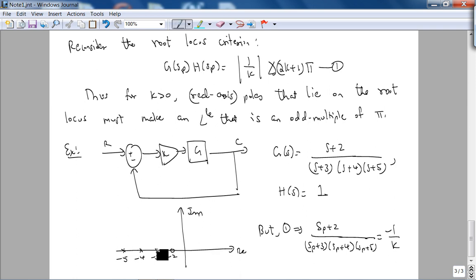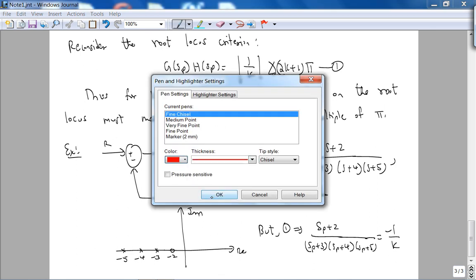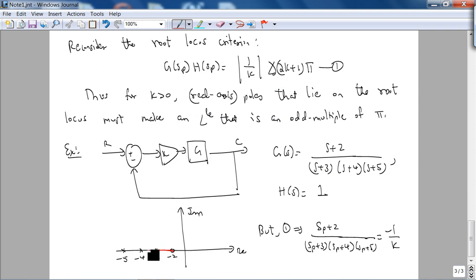By the same notion, we can see that any point here will make an angle of 180 degrees from negative 2, 0 from all the others. So yes, there can be a segment here. Let me use a different color. Okay? By the same notion, any point here will make 180 degrees, 180 degrees here, they cancel, 0, 0 here, so it cannot lie here. But here, yes, you can have a segment. Here, you can't have a segment. So we have actually found out where the real axis segments of the root locus lie. Okay? Very powerful, just by using this angle criterion and the vector representation of complex numbers.